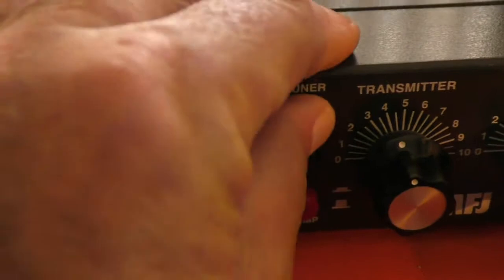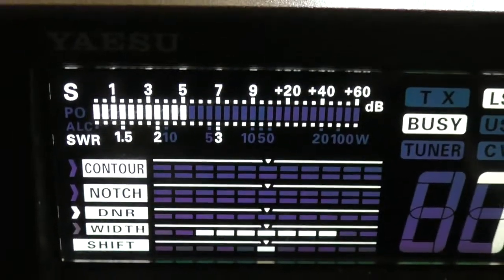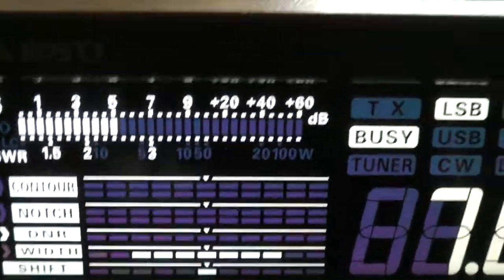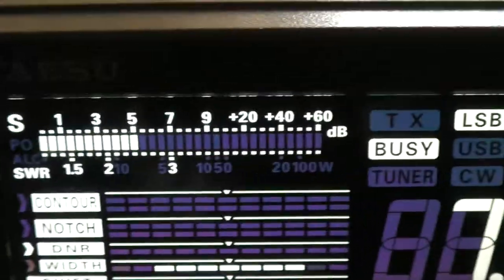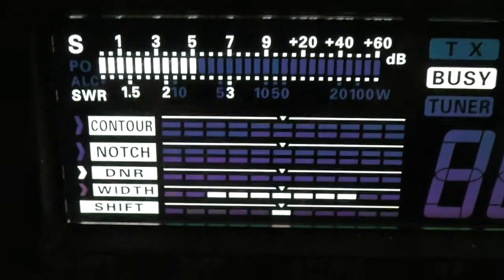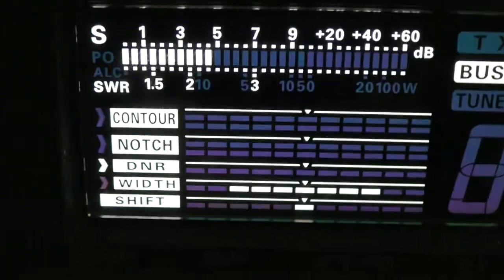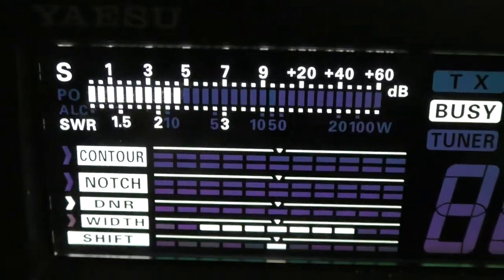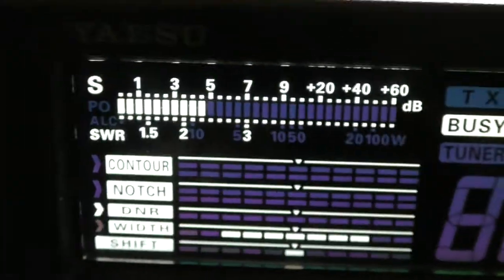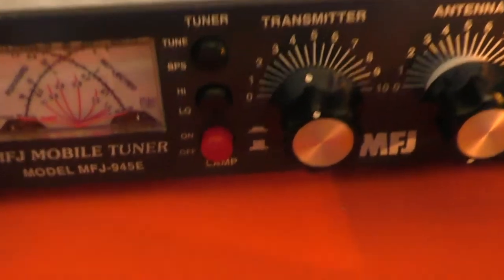If I press the bypass switch again, that goes back up to S5. So that's with the tuner bypassed, and that's with the tuner in circuit on 40 meters. So we're probably getting 2 to 3 dB loss through the little tuner on the receive path. Is it going to focus? Yeah, it is.